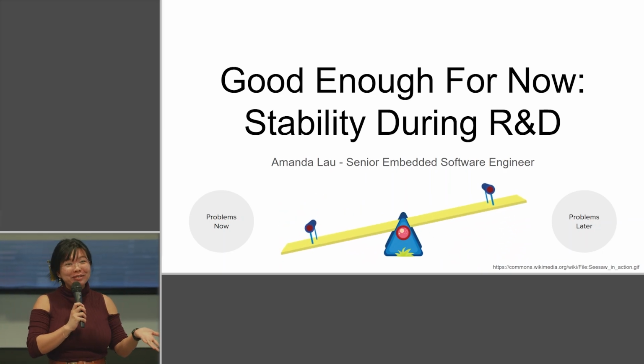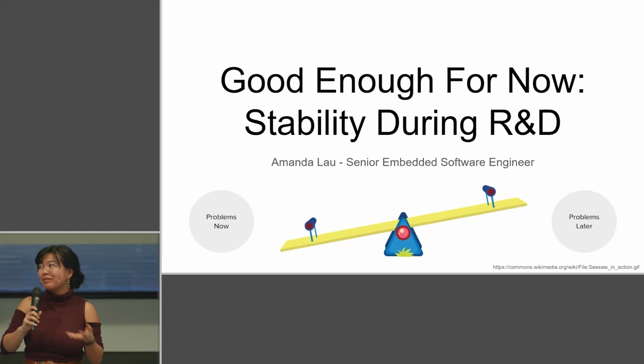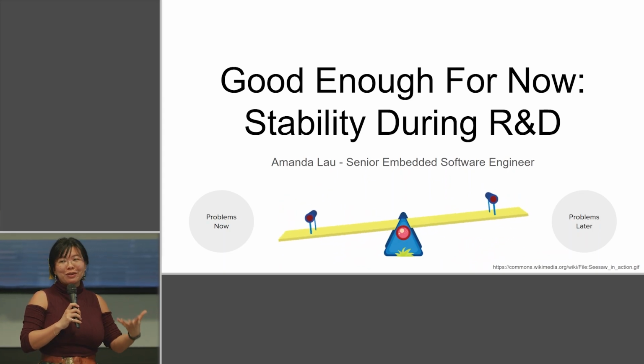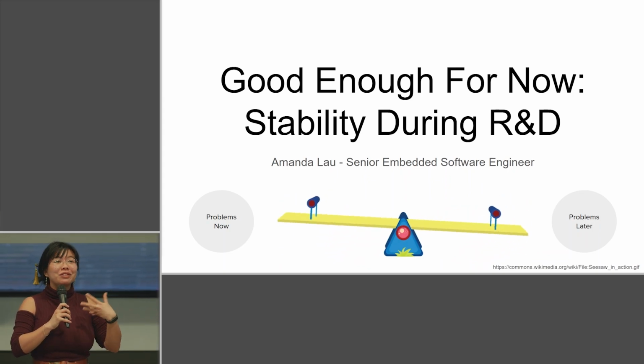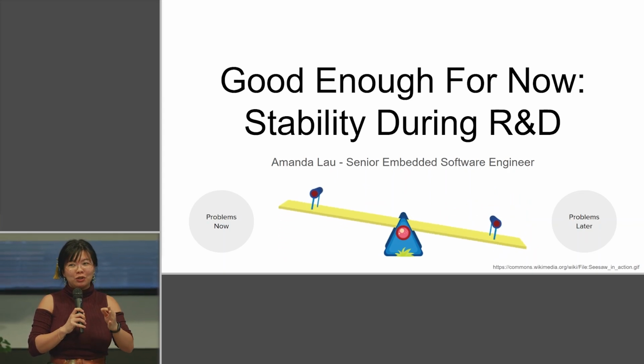All right. Hello, everyone. I am going to be giving a talk today called Good Enough for Now, Stability During R&D. For the purposes of this presentation, we're basically going to define stability as code which does what you want it to do and it doesn't have any bugs in it.